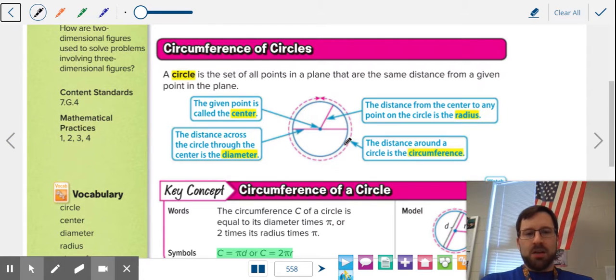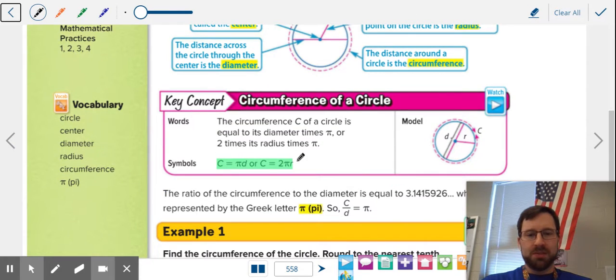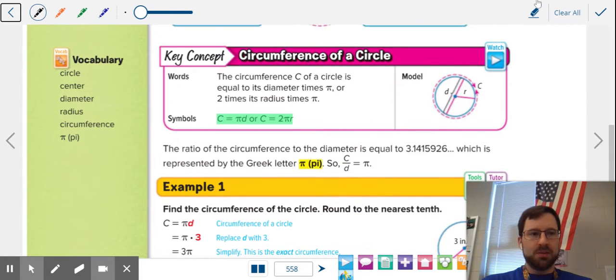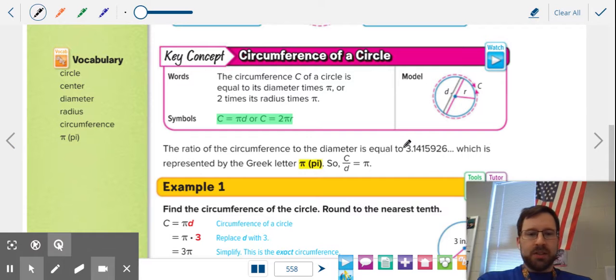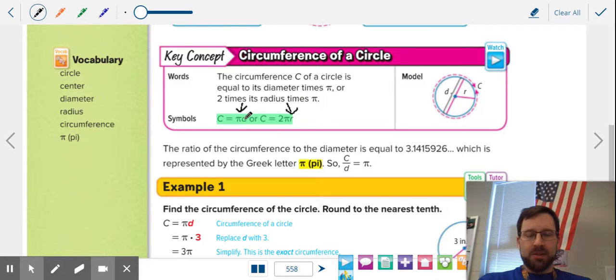I almost forgot circumference. Circumference is the distance around a circle. How do we use the radius and diameter to find the circumference? Well, there are two formulas that we can use. There are two ways to find the circumference, one with the diameter, one with the radius. Notice the only difference in the equations is d or 2r. Remember, d is 2r. The diameter is 2 radii.